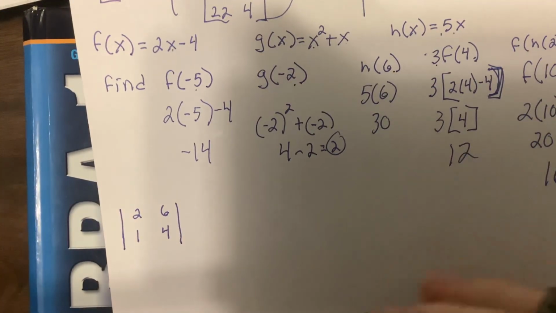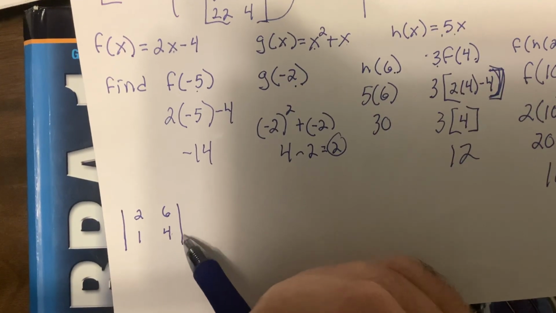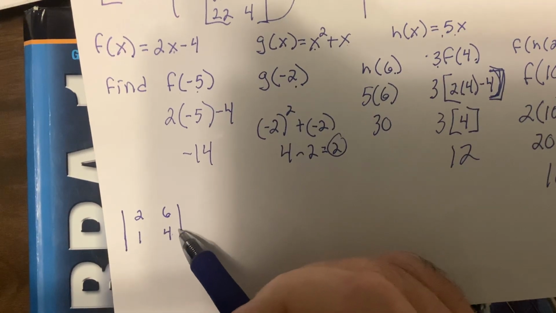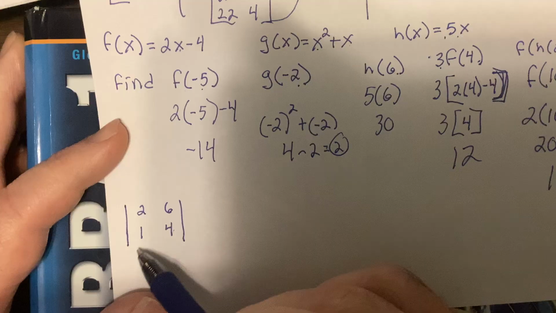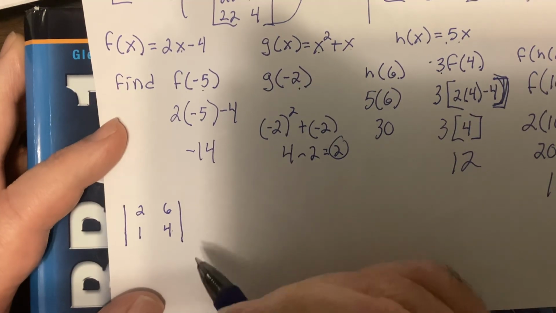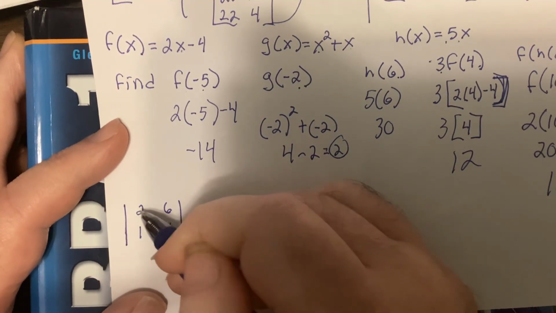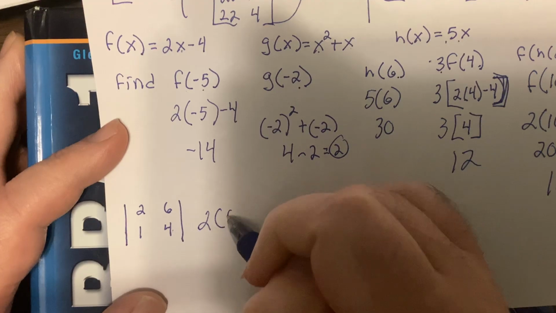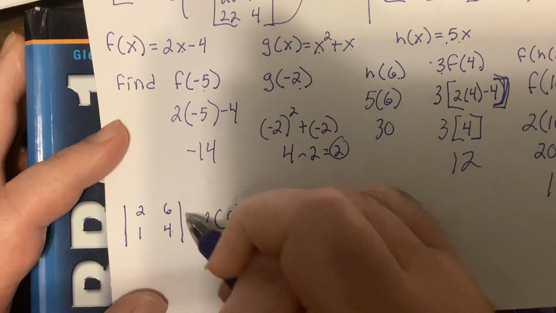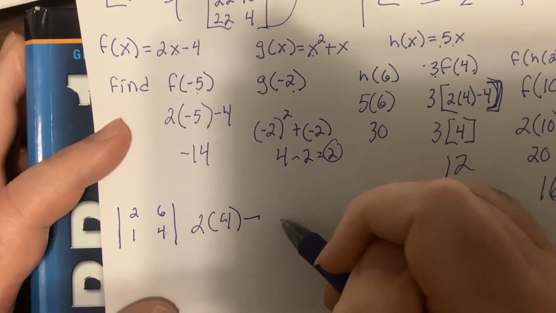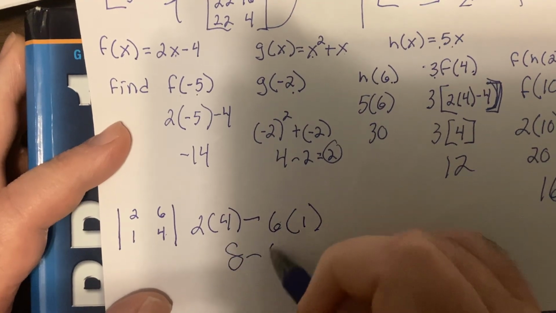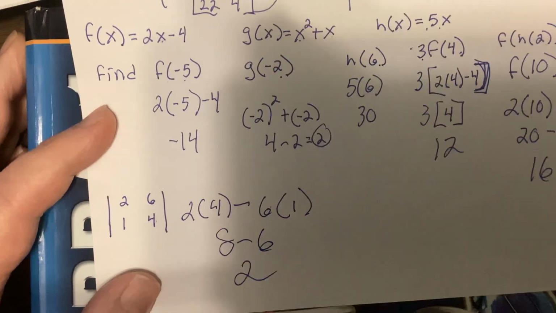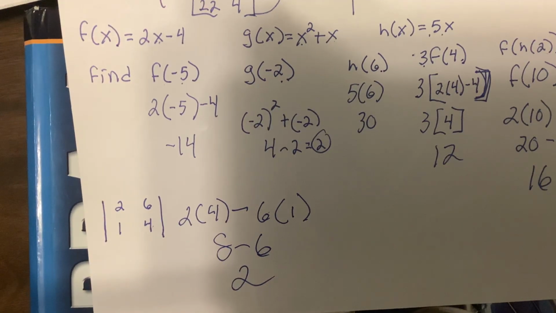Last one. This starts page 3, or it's on page 3. So this is called a determinant. Remember when we did Cramer's rule? You go this, 2 times 4, minus this, 6 times 1. So it'd be 8 minus 6 is 2. I bet you forgot all about that.